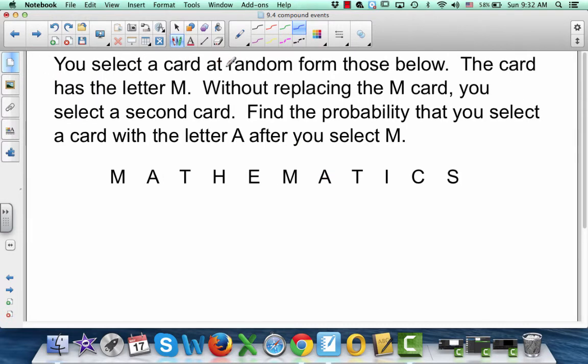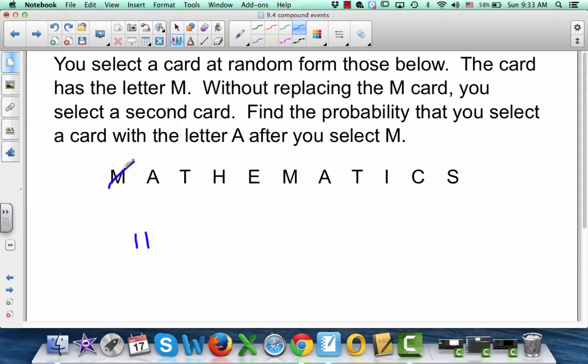You select a card at random from those below in that wonderful word, mathematics. The card has the letter M. Without replacing the M card, you select a second card. Find the probability that you select a card with the letter A after you select the M. All right, so let's look at this. There are 1, 2, 3, 4, 5, 6, 7, 8, 9, 10, 11 letters.